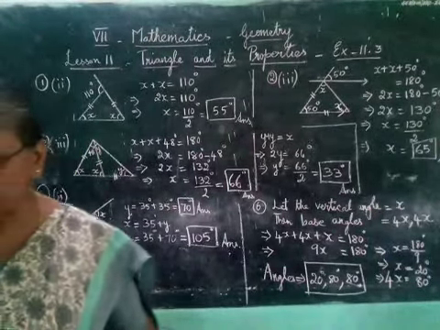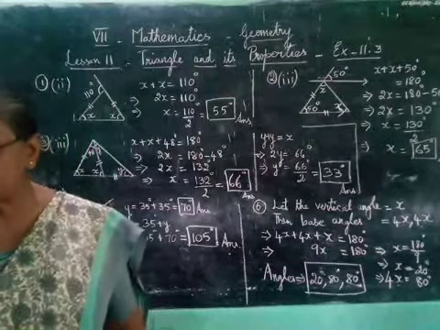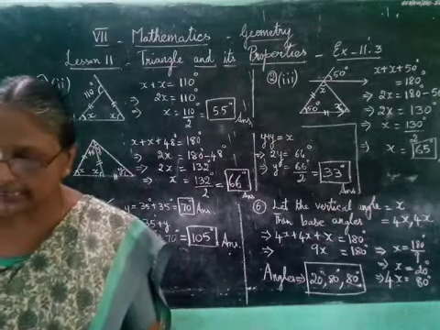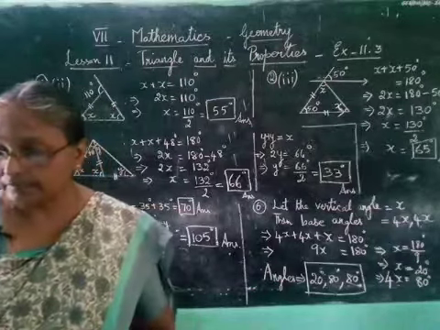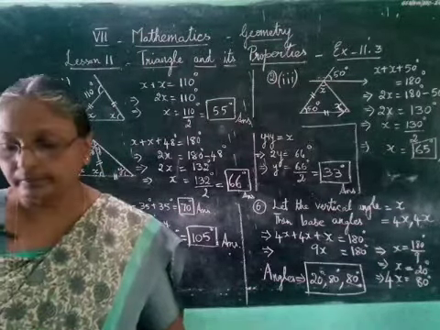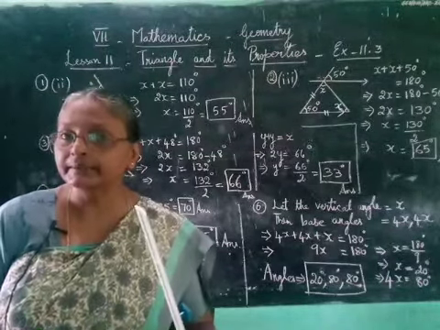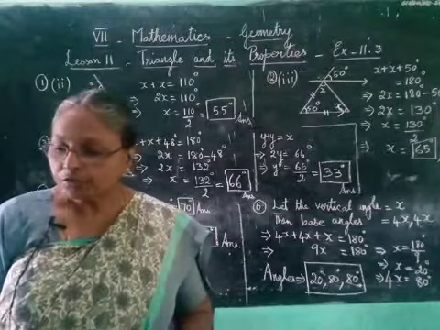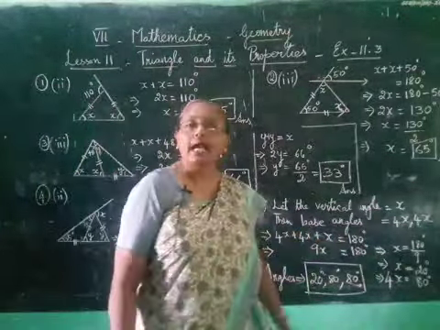Let me read the sum for you. In an isosceles triangle, a base angle is 4 times its vertical angle. Find all the angles of the triangle. I already told you what is a vertical angle. The angle which is not the equal angle. Two angles will be equal in isosceles triangle. The angle which is other than that, that is called the vertical angle. So we will take that angle to be x. Let the vertical angle be x.